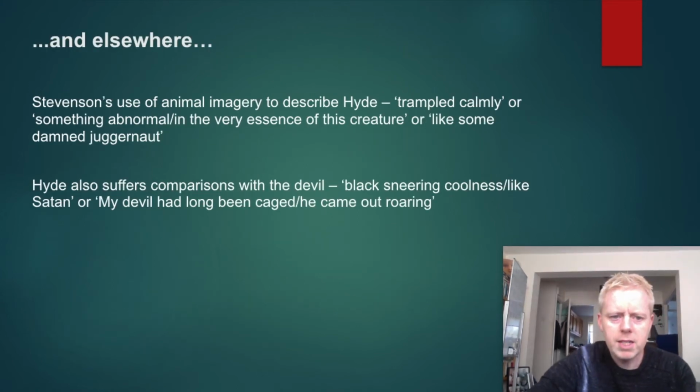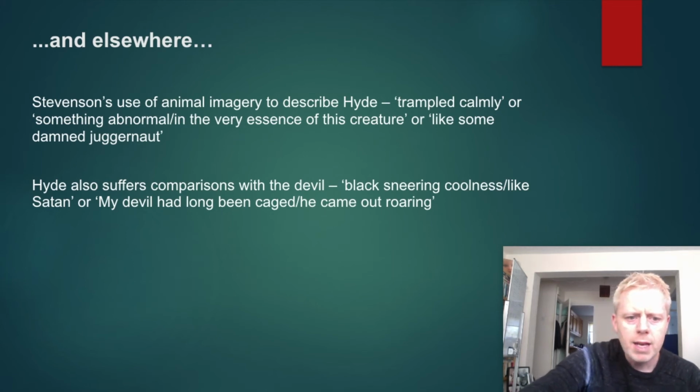Elsewhere in the novella, Stevenson uses animal imagery to describe Hyde: trampled calmly, or something abnormal in the very essence of this creature, or like some damned juggernaut. Hyde also suffers comparisons with the devil: black sneering coolness like Satan, or my devil had long been caged, he came out roaring.